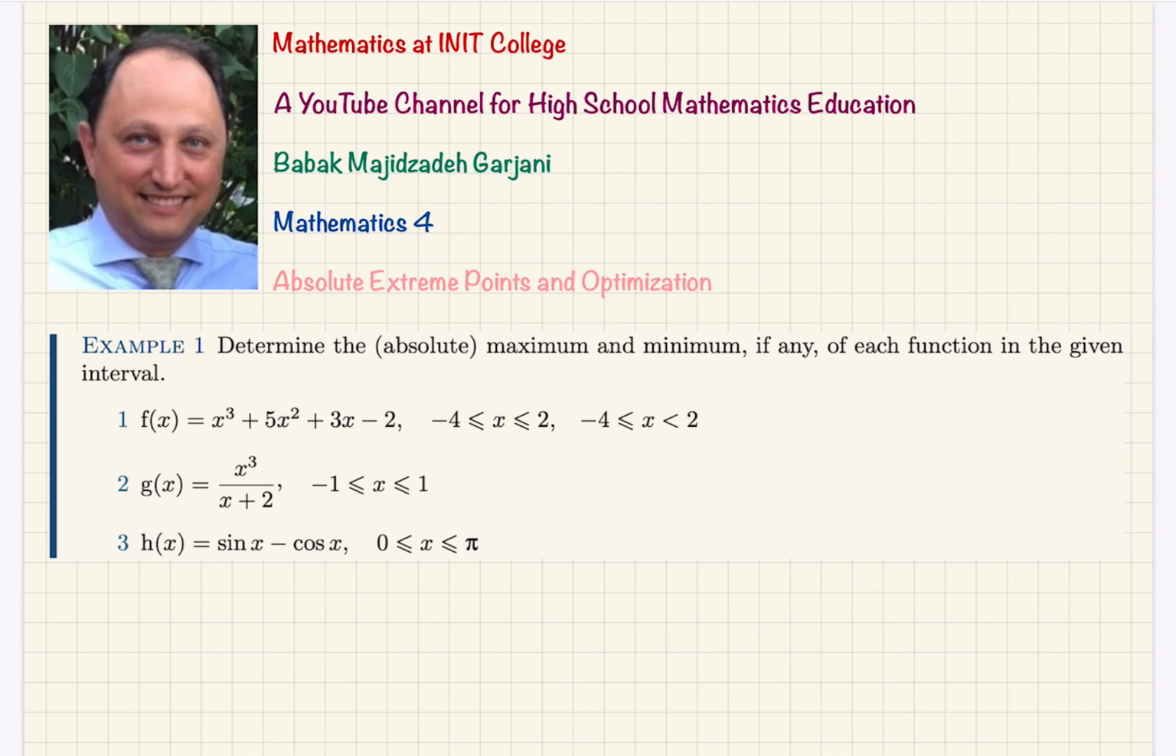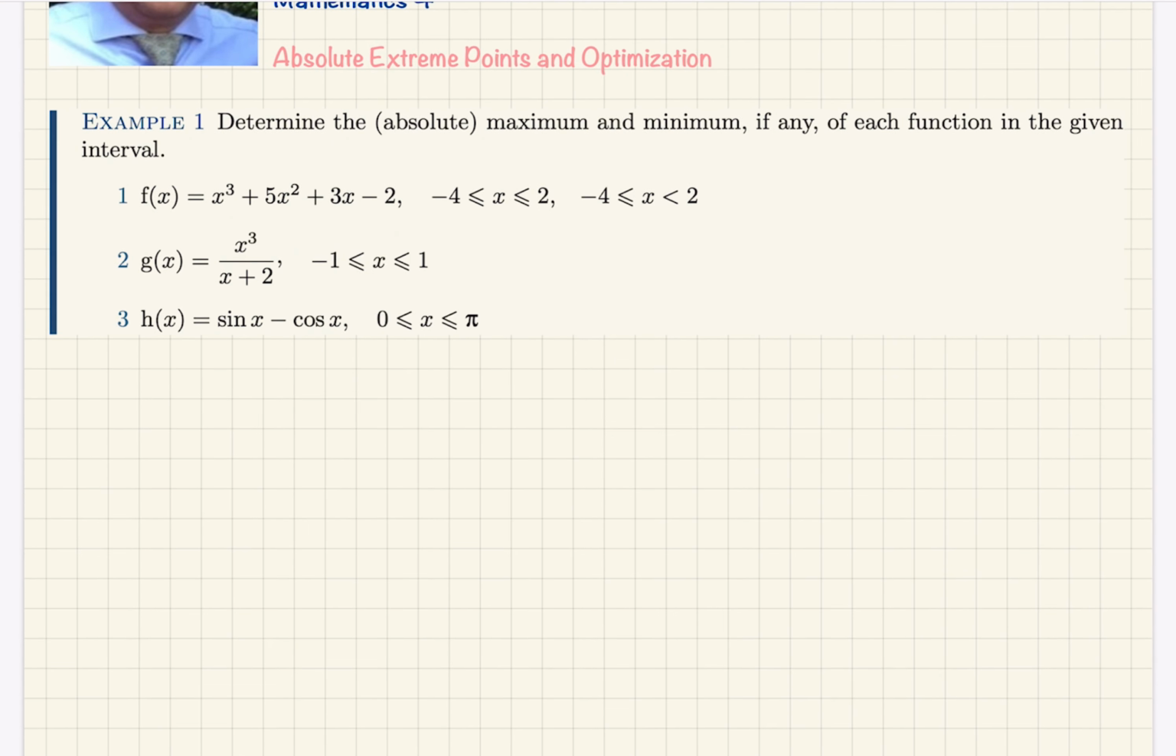Okay, now let us do some exercises. So determine the absolute maximum and minimum. When you don't write this adjective here, it also means absolute. Determine the maximum and minimum, if any, of each function in the given interval. So I want to find the absolute maximum and minimum of these functions.